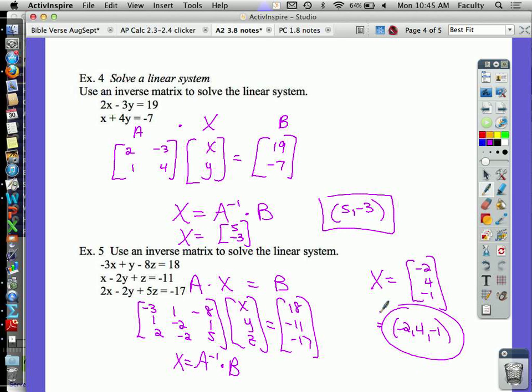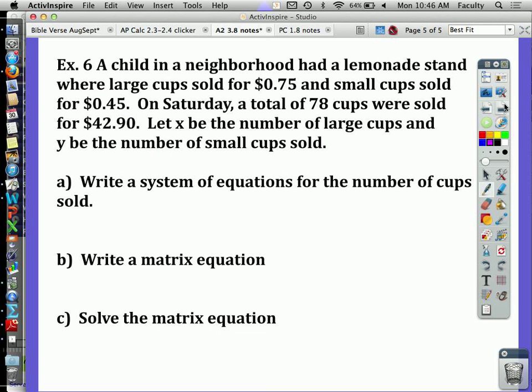And since this is an ordered triple, remember to write it as x comma y comma z. I got -2 comma 4 comma -1. So just check that you're getting that. All right, any questions? Again, -2 comma 4 comma -1. Now, I want to do a word problem here. Everybody got it? All right, let's look at this one together.